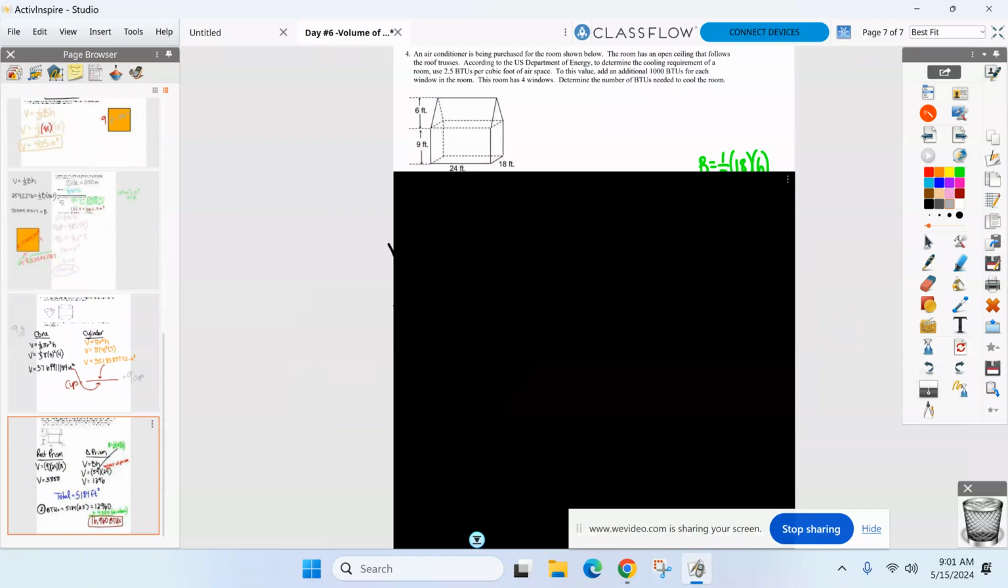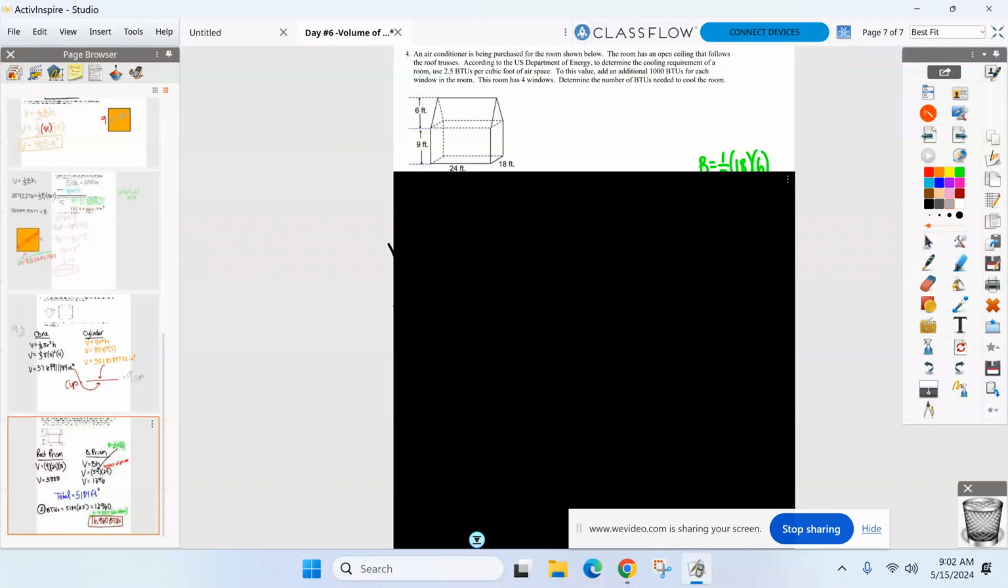Anybody know British thermal units? Heard of that before? Probably not. That's fine. It's a way to heat your house. I want to know how many BTUs are needed to cool the room. How many BTUs do I need?